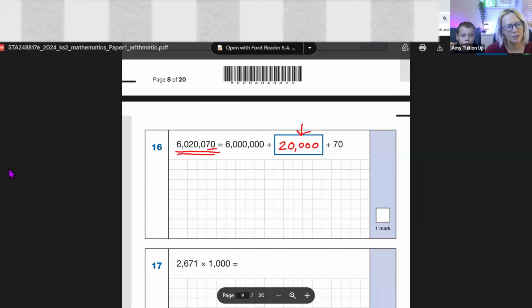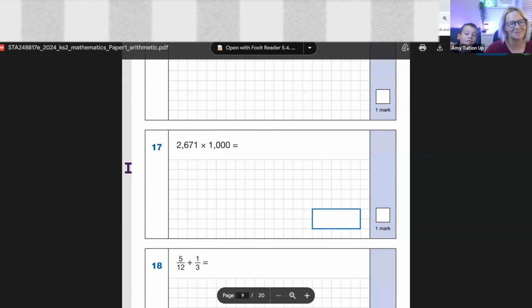Okay, good. Question 17. I'm going to do this one too. No, my turn. Okay. 2,671 times 1,000. Oh, really good. So we have to just move the digits along 3 places to the left. You're going to have to picture the digits going over. Some people might find it useful to write out a place value chart here, but some people could just do it in their head.